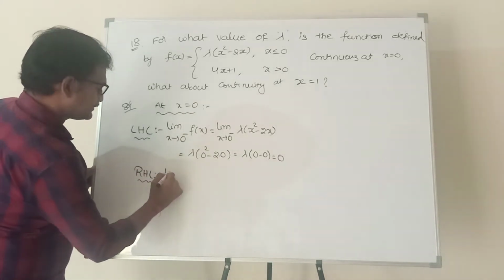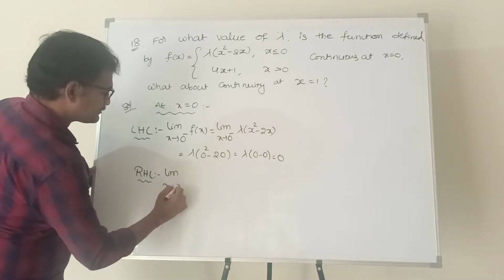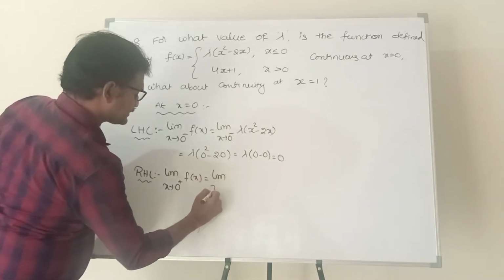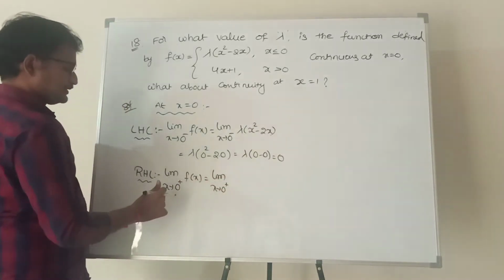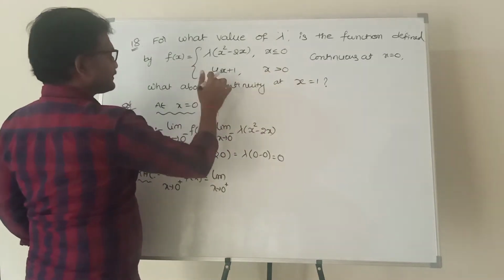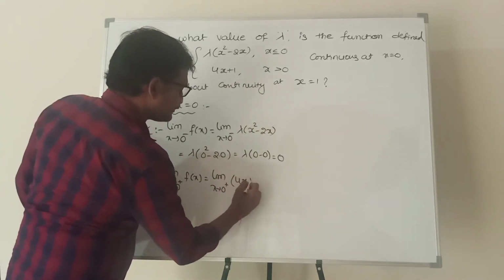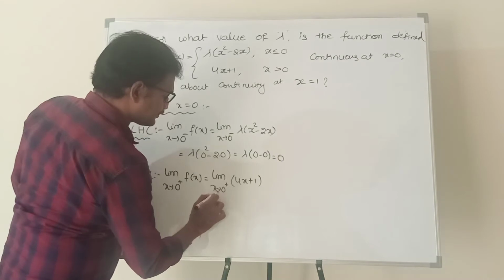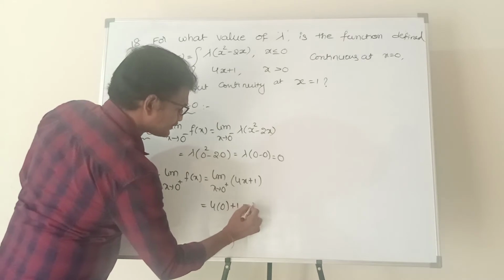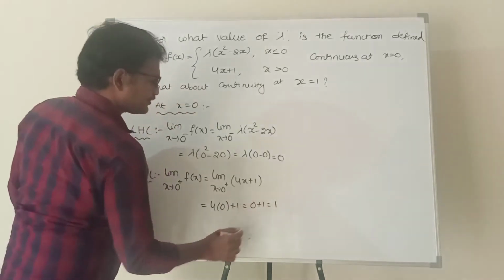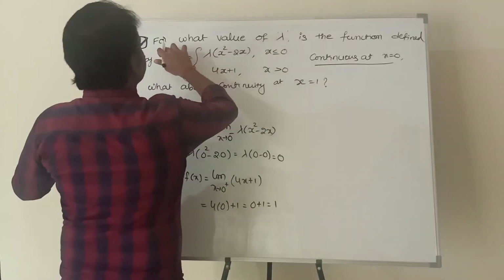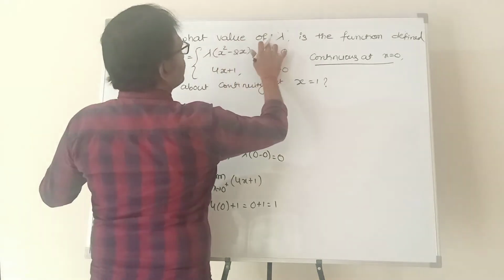Similarly, find the right hand limit at x equal to 0: limit x tends to 0 plus f of x. 0 plus means greater than 0. If x is greater than 0, f of x value is 4x plus 1. x value is approximately equal to 0. Substitute here: 4 into 0 plus 1, so 0 plus 1 is 1. So here the condition is given: this function is continuous at x equal to 0, for what values of lambda?